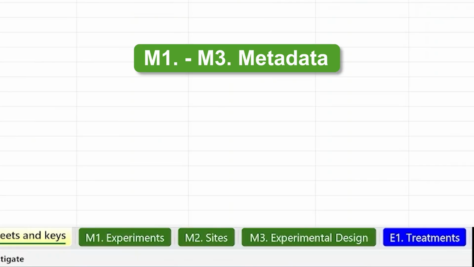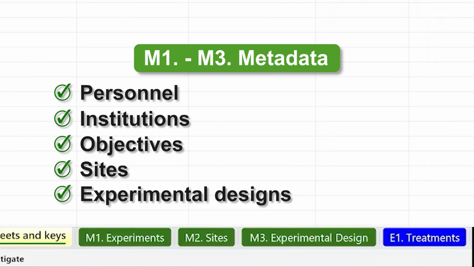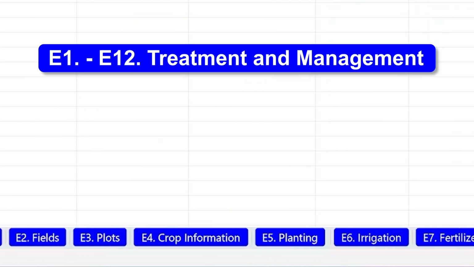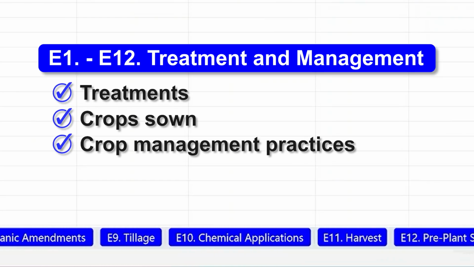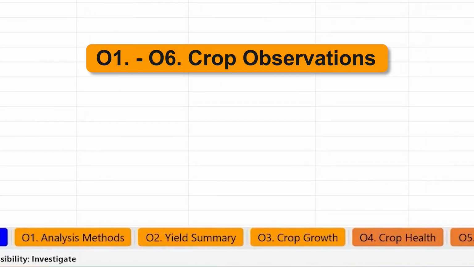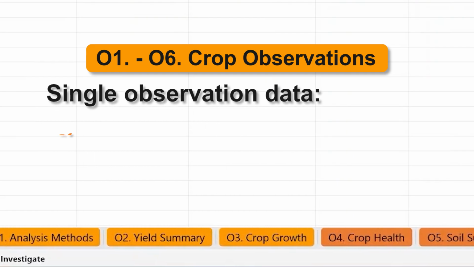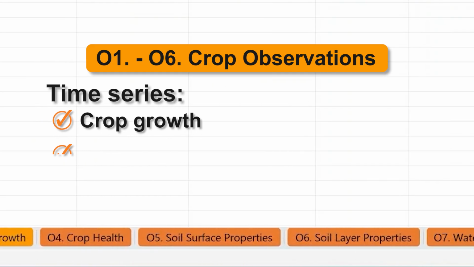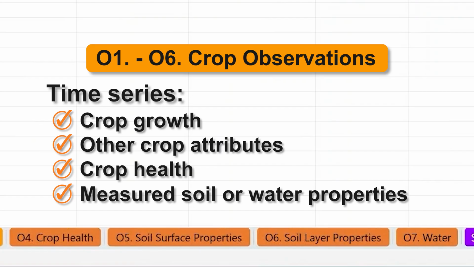The green tabbed metadata sheets describe the personnel, institutions, objectives, sites, and experimental designs of the project. Blue-tabbed treatment and management sheets describe treatments, crops sown, and crop management practices. Orange-tabbed crop observation sheets contain single observation data such as yield or growth stages and time series for crop growth, other crop attributes, crop health, and measured soil or water properties.